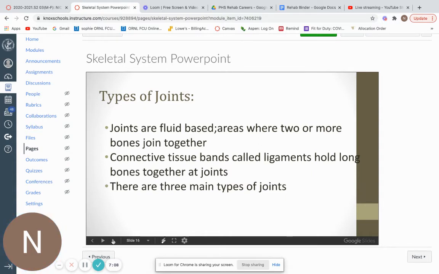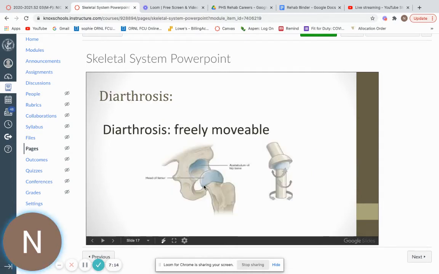Okay, so joints, we know what joints are. There are actually more than 3 types, but the 3 types that I'm going to talk to you about are diarthroses, synarthroses, and amphiarthroses. These joints are classified based on how well they move. So a diarthrosis is a freely movable joint. The shoulder and the hip, you'll hear later on, are ball and socket joints because here's the ball, it goes in the socket and it can move all different ways.